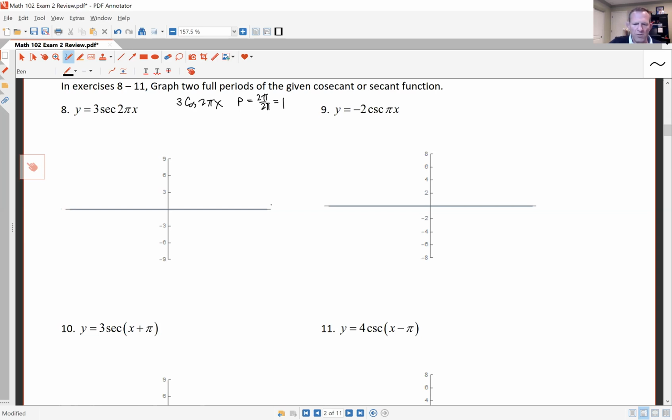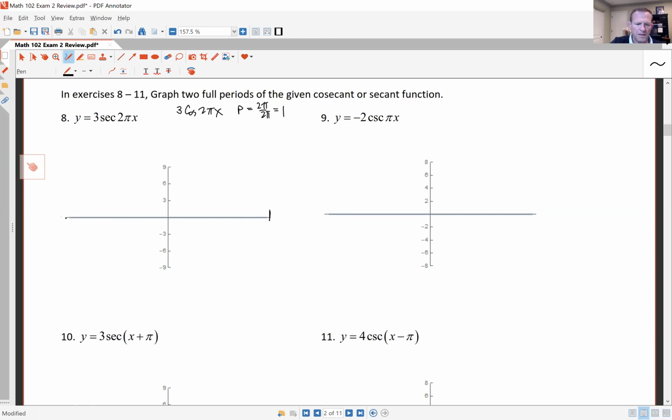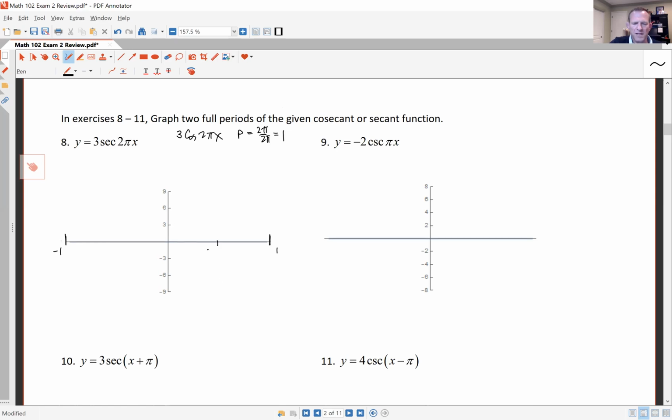So we know we're going to be going between -1 and 1 to get our 2 full periods. The highest this graph is going to get is going to be 3, and lowest is -3. So half of those are breaking this up into its quarters now. 1/2, 1/4, and 3/4. -1/2, -1/4, and -3/4.